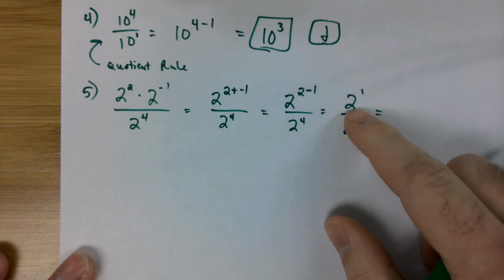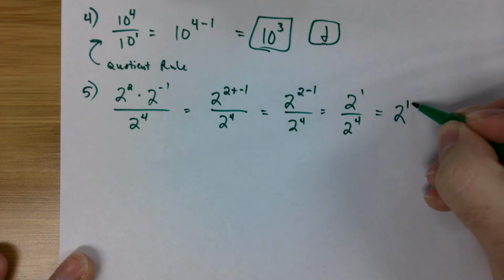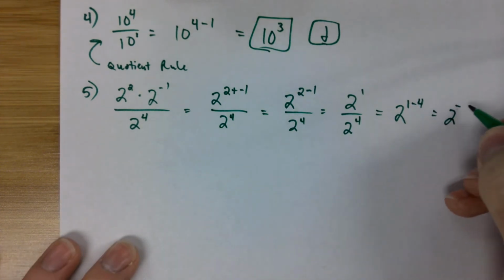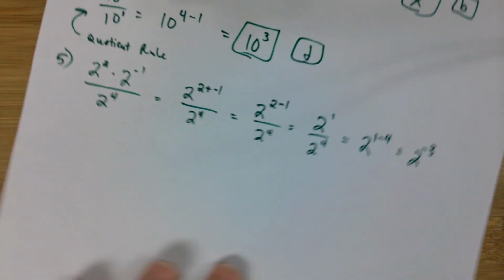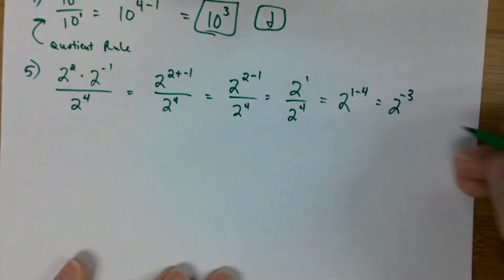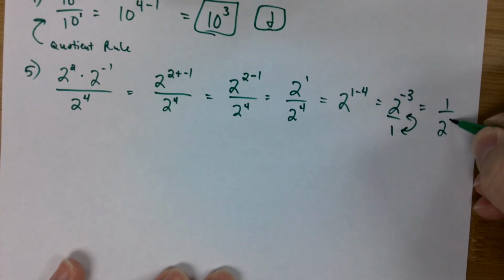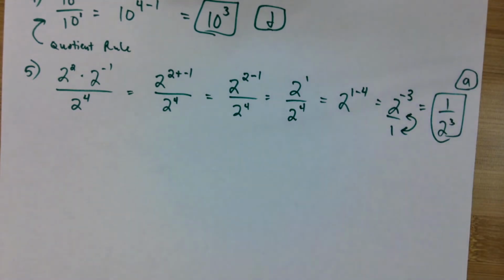Well, if we can cancel a 2 from the top and 1 from the bottom, or let's just do the quotient rule, subtracting downward. 1 minus 4 gives us 2 to the negative third, which if you got to that point and you would see, oh, there's not an option for 2 to the negative third, that's because we had to make it positive. That's answer A for number 5.